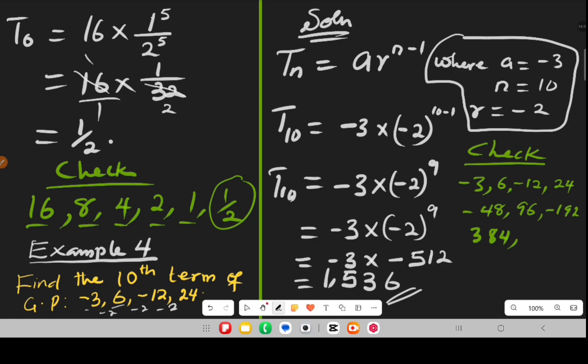Then minus 2 times 384 will give us minus 768. Minus 768 times minus 2 will give us plus 1536. If you count these terms of the sequence, we have 1, 2, 3, 4, 5, 6, 7, 8, 9, 10. The 10th one, which is the 10th term, is the answer. So our answer is correct.